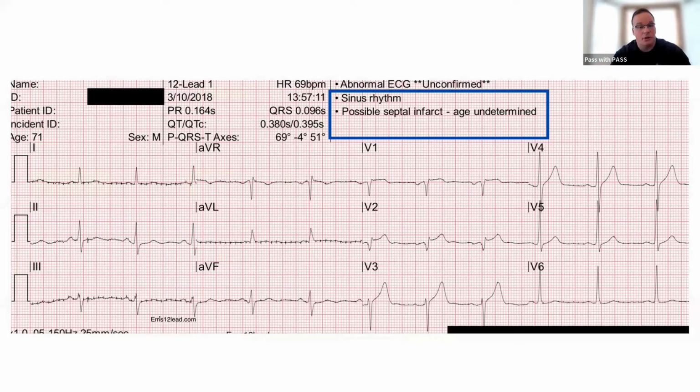It has nothing to do with the location of the MI, septal or inferior or lateral. It has everything to do with how thick the infarct actually extended. Think of it as a burn.